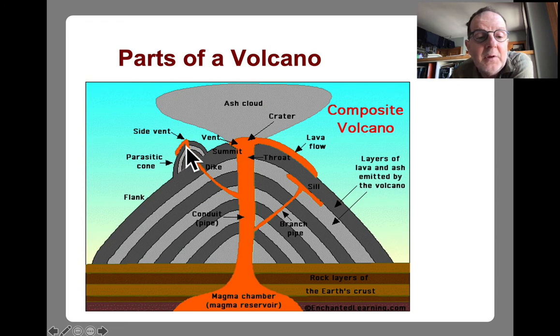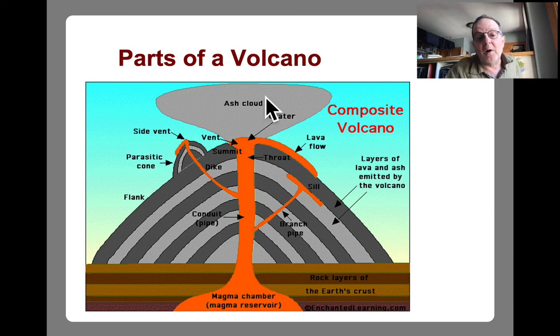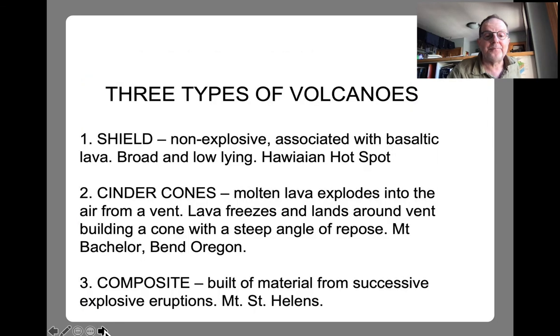a dike which might explode out the side of what they call a parasitic cone, the flank, which has this steep angle of repose, we know, which then can allow the flow of lava and ash and mud, in some cases, to be extremely rapid. So you can't really outrun that.